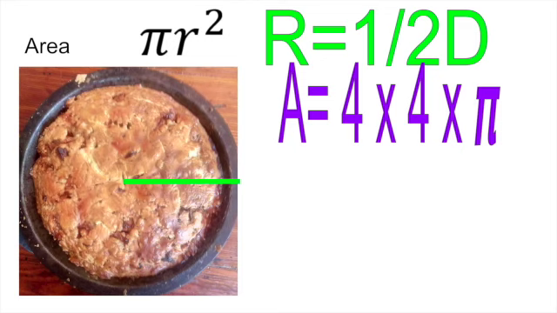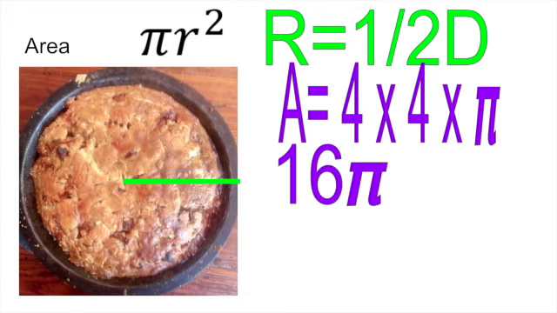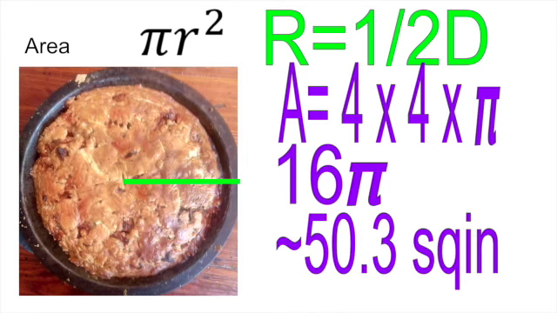And I'm going to square my radius. So when I square something, I'm multiplying it by itself. So 4 times 4, right? And then I've got pi. So it's going to be 16 pi. Okay, that's the most precise way to write it because pi just means pi and it just keeps going on forever, right? Now, if I wanted to use 3.14 for pi, that's about 50.3 square inches, right? So the top of my pie is about 50.3 square inches.